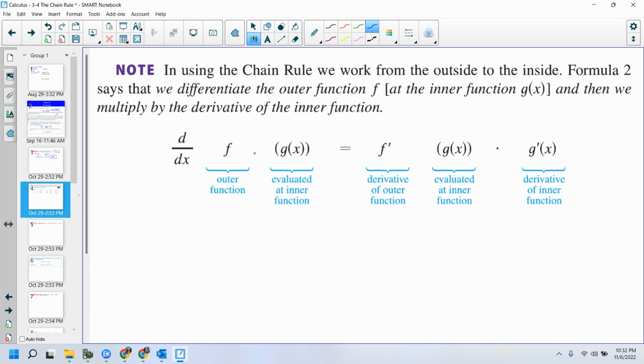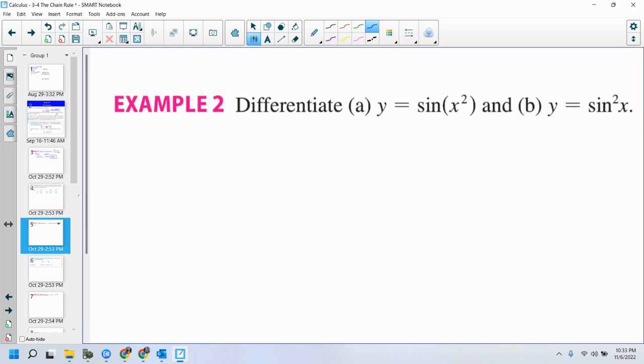Like here, this is just another explanation of it. Using the chain rule, we work from the outside to the inside, right? We have to peel away the outer layers to differentiate the inner layers. We take the derivative of the outer times the derivative of the inner. So let's just keep working with it.